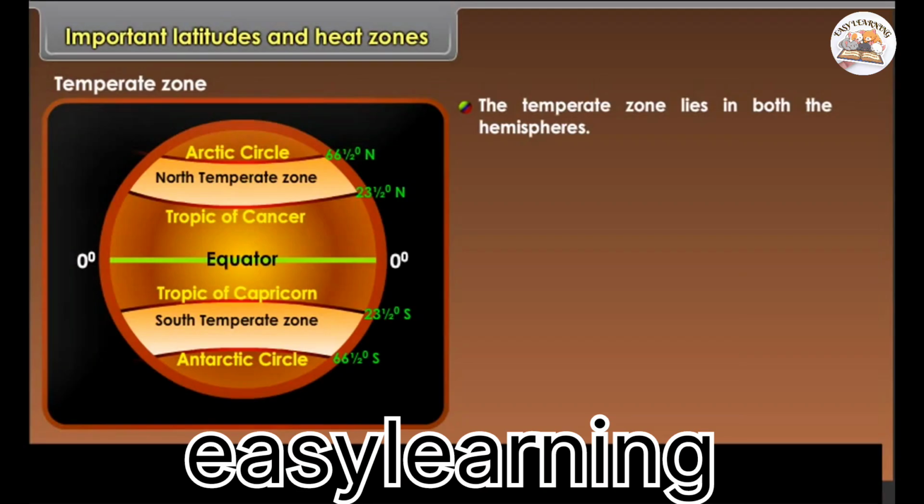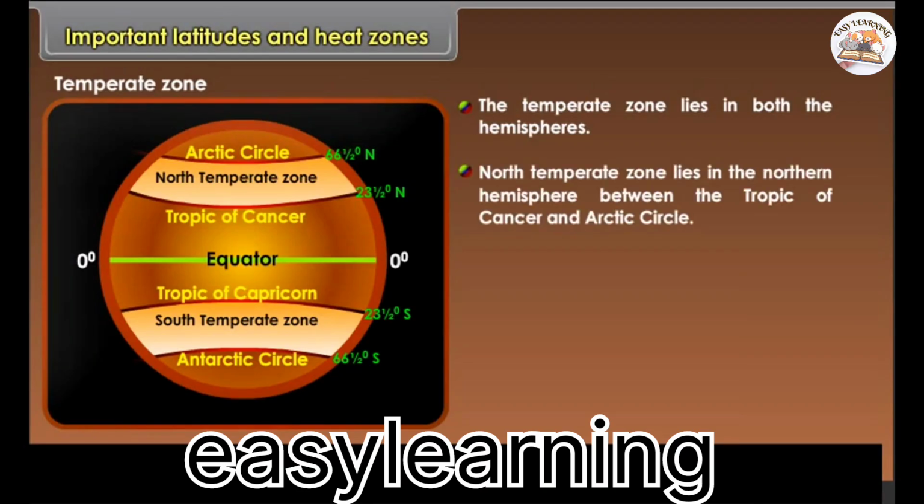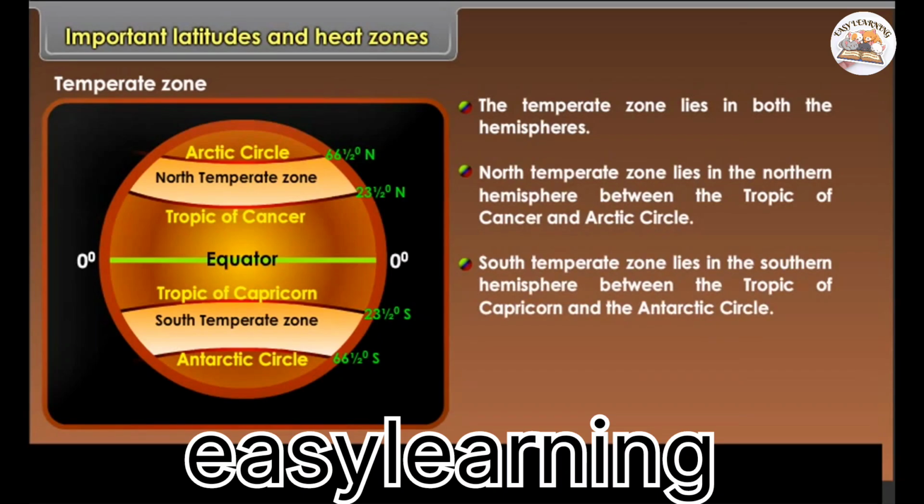Temperate zone. The temperate zone lies in both the hemispheres. North temperate zone lies in the northern hemisphere between the Tropic of Cancer and Arctic Circle. South Temperate Zone lies in the southern hemisphere, between the Tropic of Capricorn and the Antarctic Circle. The zones are neither too hot nor too cold.